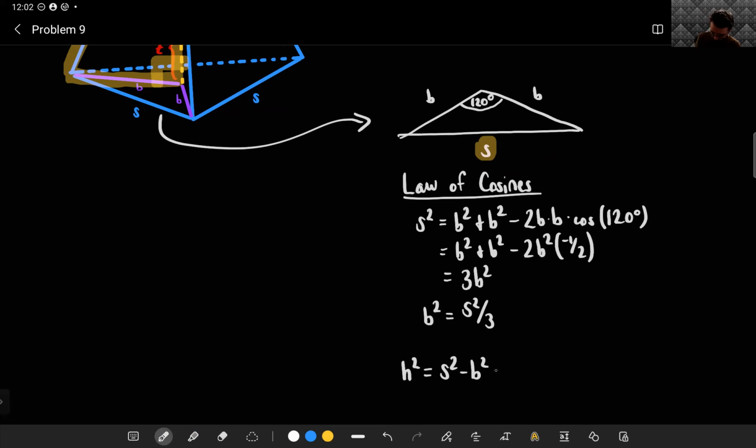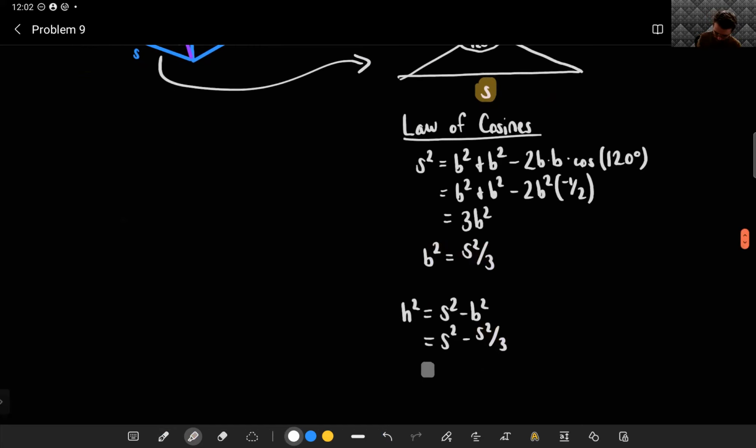And I know what b squared is, right? B squared is right above me. That's s squared over 3, just from right here. Okay, so simplifying, this is 2/3 s squared.